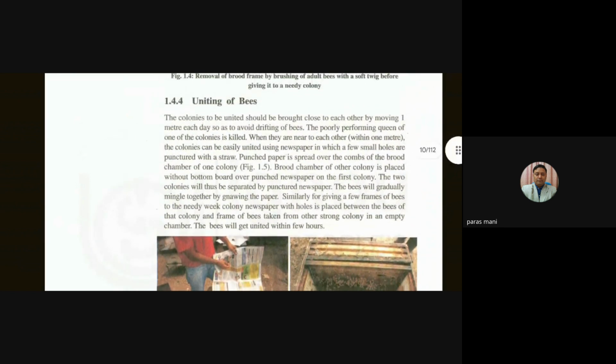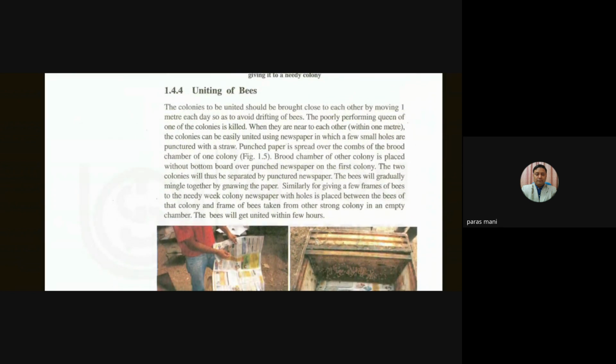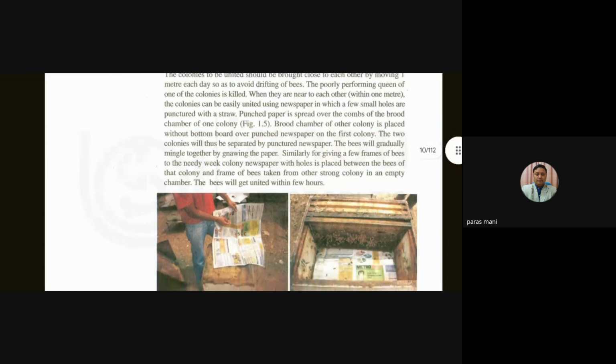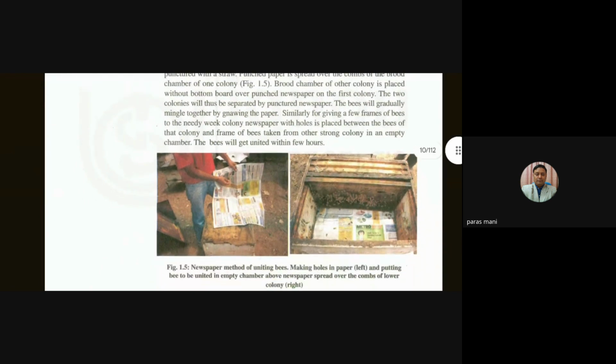There is a method for uniting because, as I told, different beehives will have different odor. The queen substance will be different, and if you unite directly, it may lead to killing of each other. Bees of other colonies will fight, and they will kill each other. So to avoid this, you should follow this method.